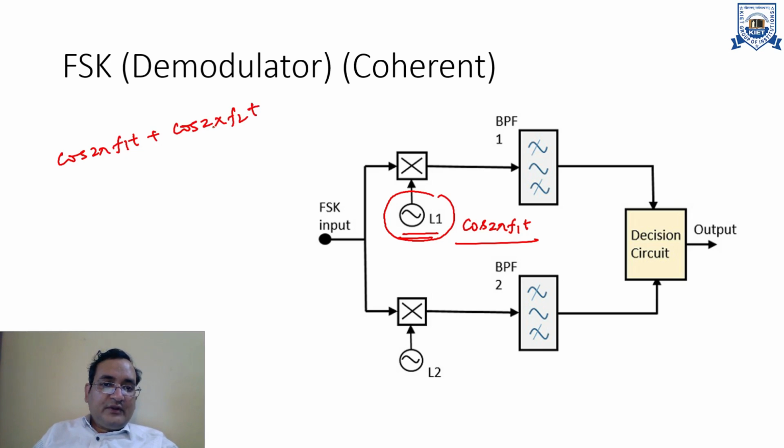So these are two different frequencies. For example, if you have to extract the data from this cos 2 pi f1t, you have to multiply with the same frequency at the receiver end. So let us suppose that A is the data and B is the other data here.